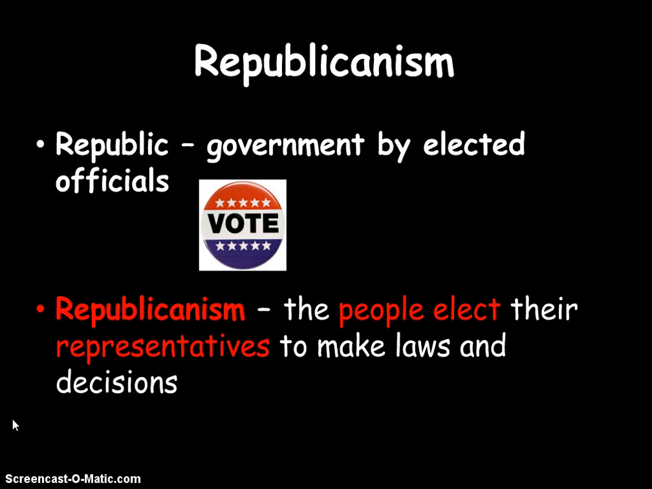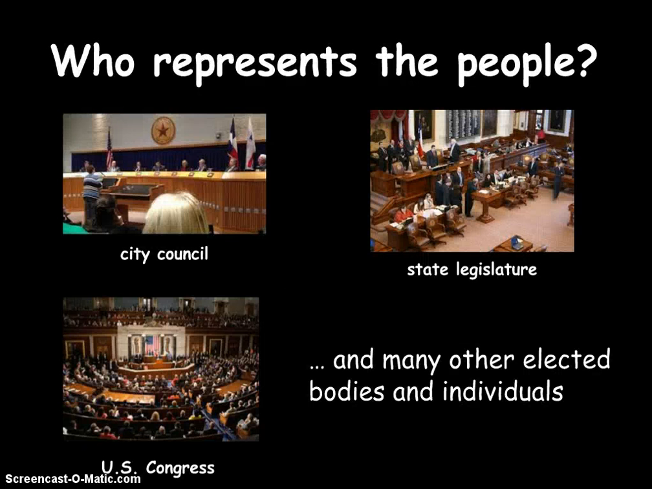Our term is republicanism. Now, a republic, as we've discussed before, is a government run by elected officials. So republicanism means that the people elect their representatives to make laws and decisions. Because obviously when we say popular sovereignty, it's not possible for everybody to participate in every decision the government has to make. So the way that popular sovereignty is realized is again by choosing elected officials who will act in the people's interest. Let's look at some examples here.